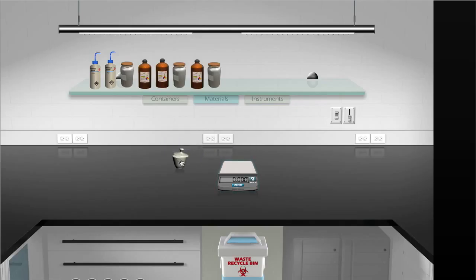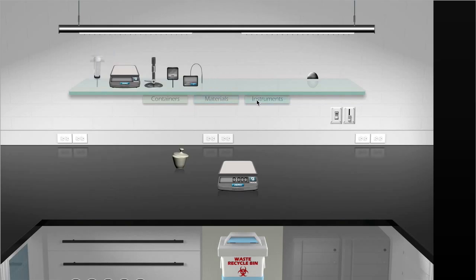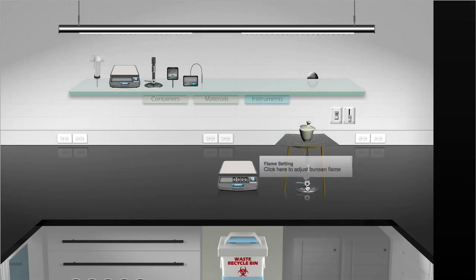In order for the reaction to actually occur, we must obtain a Bunsen burner from the Instruments tab and place the crucible over the Bunsen burner and set it to the lowest heat setting, which means we press it only once. Now we're going to wait 1 to 2 minutes. We fast forwarded through the 1 to 2 minutes of waiting for the reaction to occur.